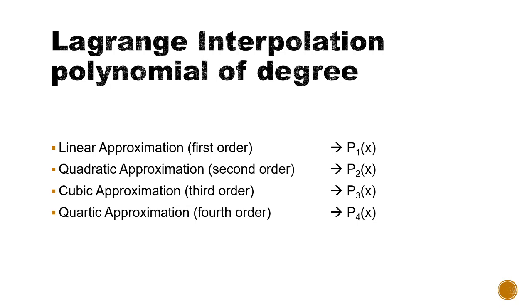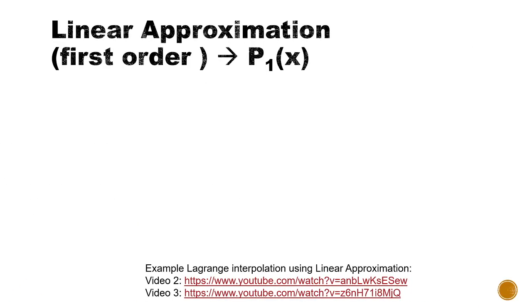Okay, so in the Lagrange interpolation polynomial methods, we have 4 degrees. So the first order, linear approximation, and then the quadratic, second order, and then the third order, and also the fourth order. So linear, quadratic, cubic, and quartic. So these are the 4 methods that we will cover, and all these methods are under the Lagrange interpolation. Okay, let's go to the first order.